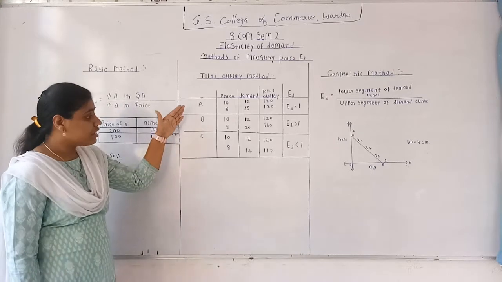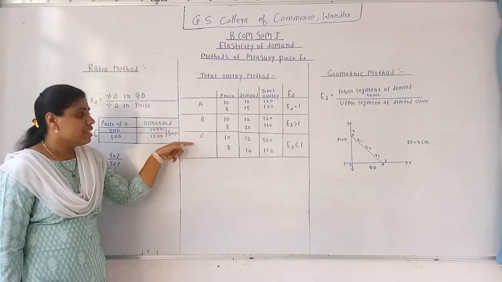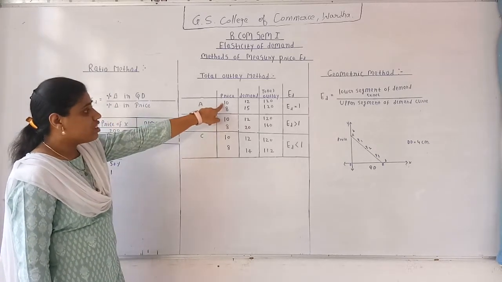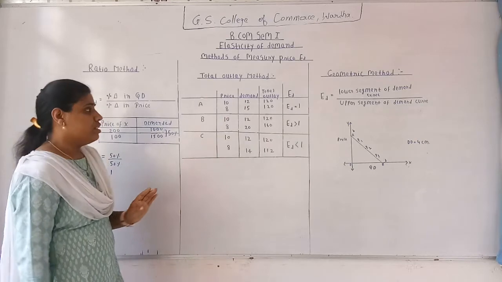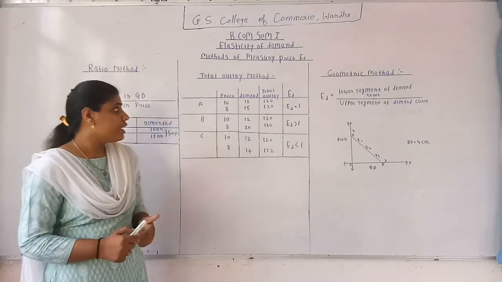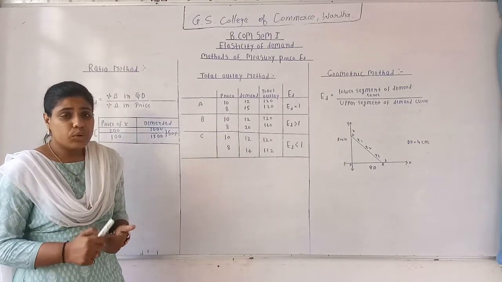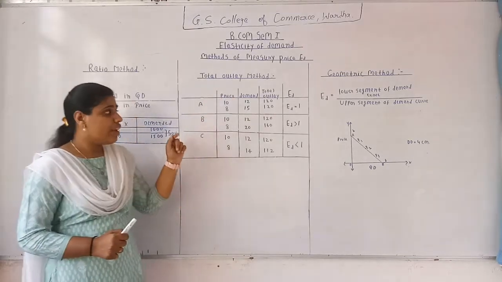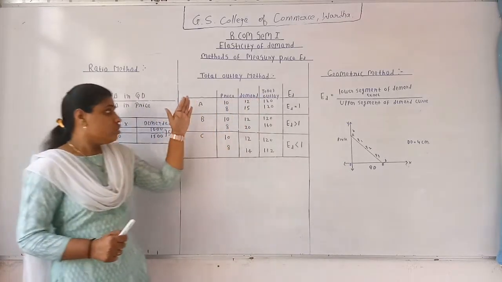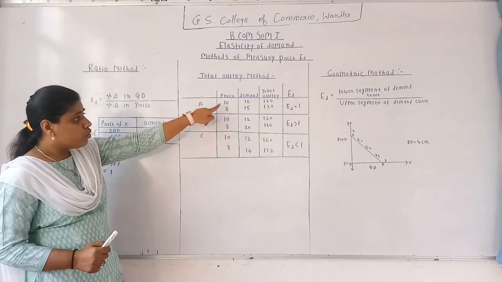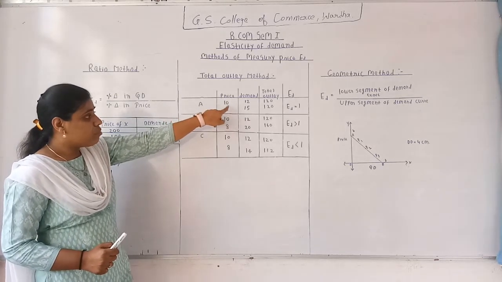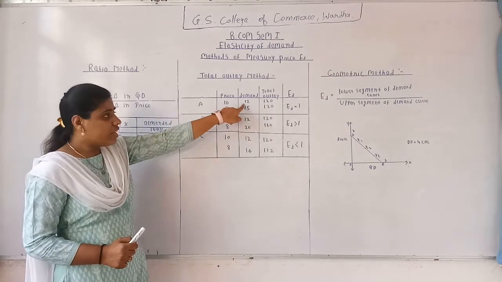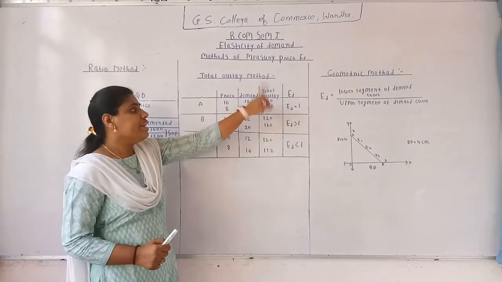Here we have three cases: A, B and C. In case of commodity A, the price is 10 and the quantity demanded is 12 units. We get the total outlay by multiplying price by the quantity demanded. So when the original price is 10 and the quantity demanded at 10 rupees is 12 units, the total outlay that the consumer is making is 120 rupees.